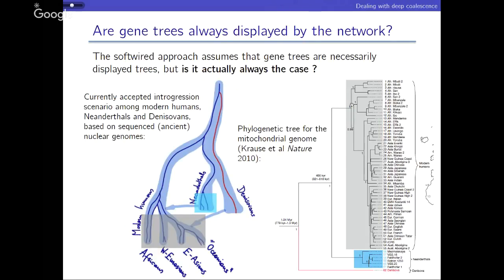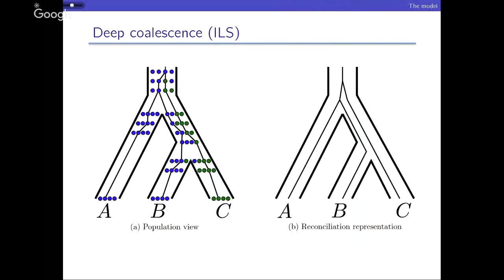So here there is a cartoon of a currently accepted admixture scenario among modern humans. And here we have the mitochondrial genome phylogenetic tree, and we draw it inside. And here you can see that actually the tree is not displayed by the network. We have two alleles here in this branch, and this is something that happens also when we have a species tree. As soon as we have incomplete lineage sorting in our population, we can have several alleles that survive a speciation, and then the gene tree can be different from the species tree.